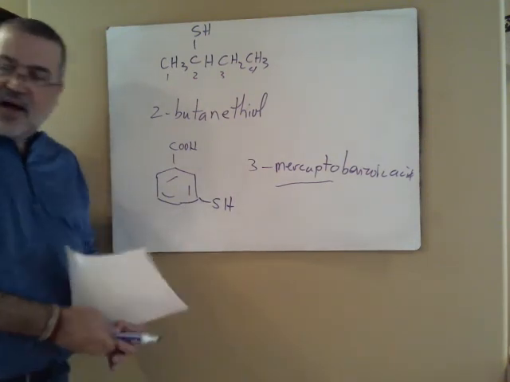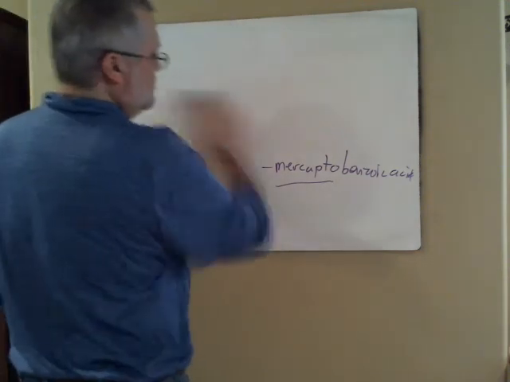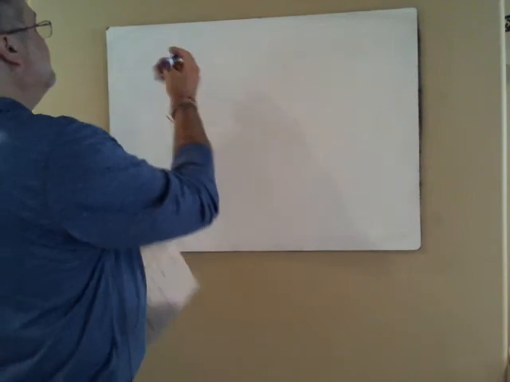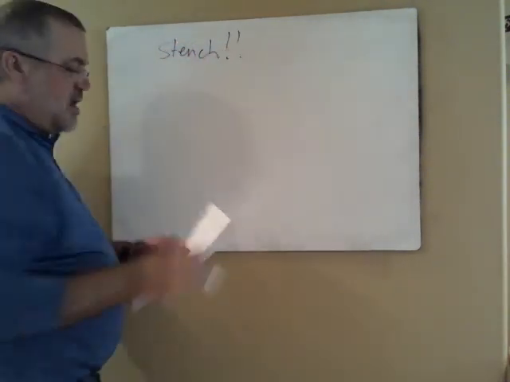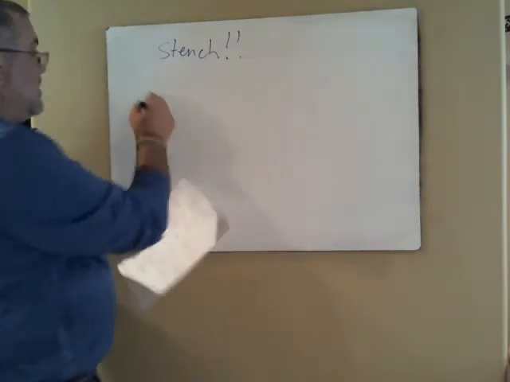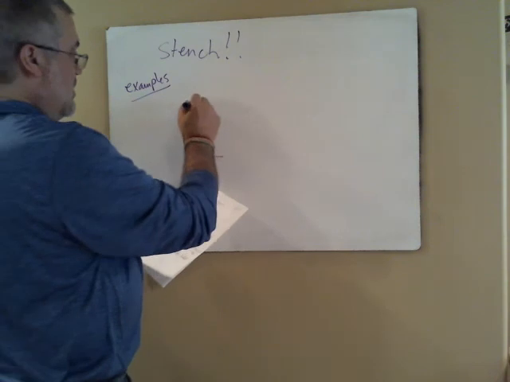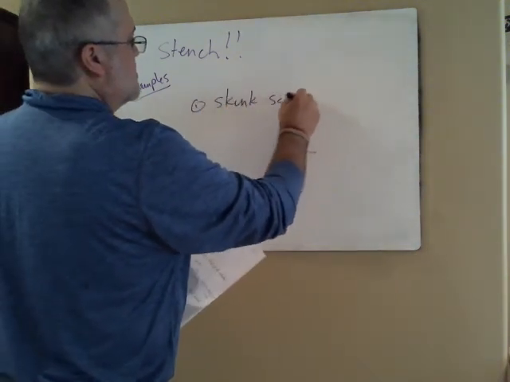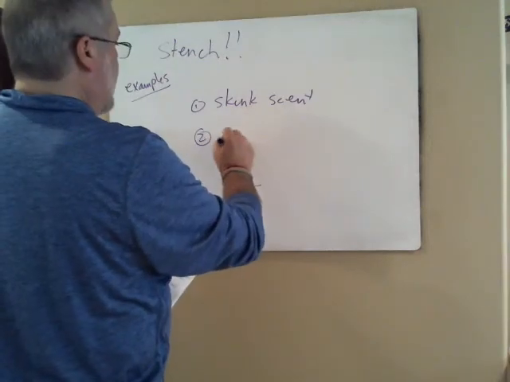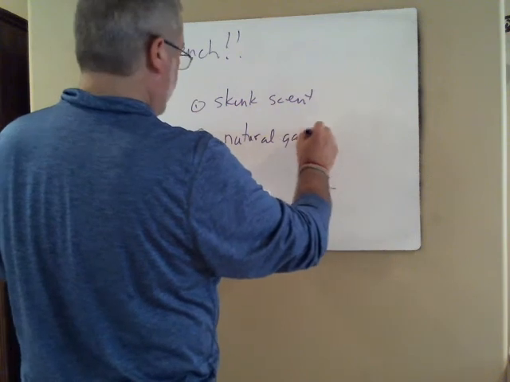Okay? Now, what are the physical characteristics of thiols? Well, the biggest one is stench. They smell really bad because examples of where you find thiol compounds are skunk scent and natural gas additives.